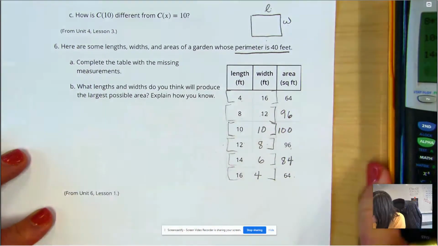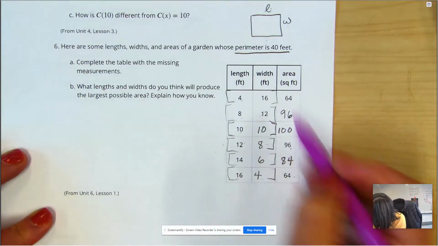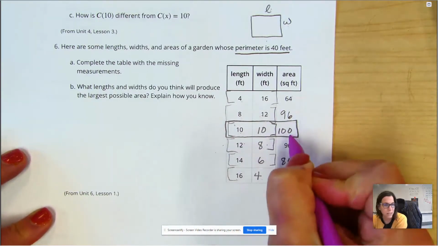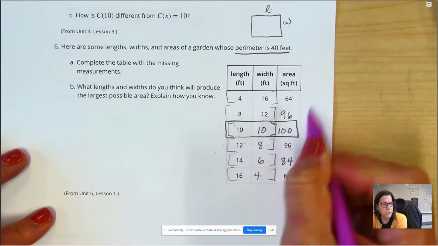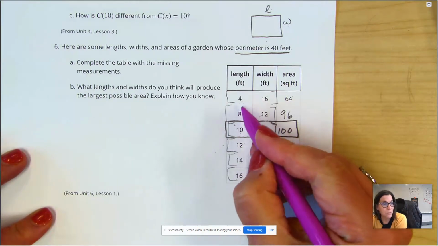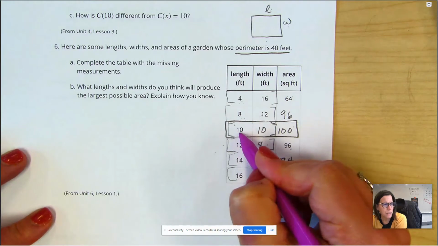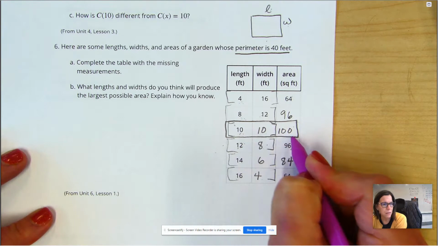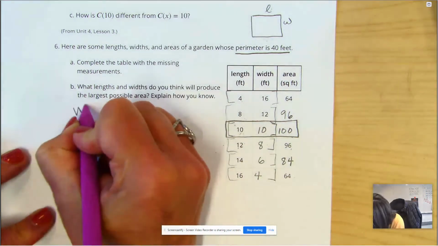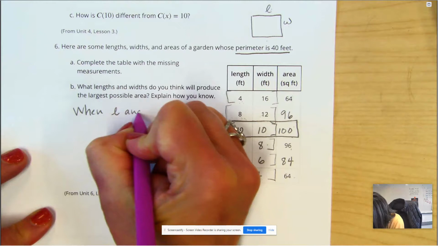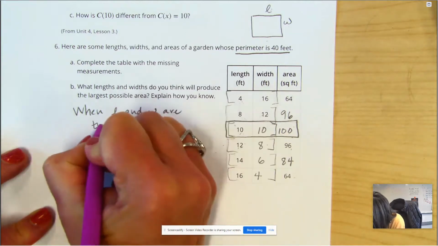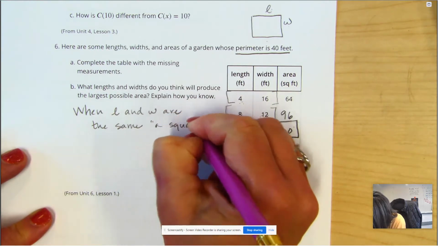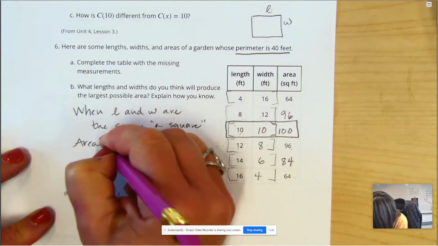So what lengths and widths do you think will produce the largest possible area? It looks like when lengths and widths are equal to each other, that is maximizing the area. As length was getting bigger, you could be like, oh, length is getting bigger, so is the area. But then look, after a certain point, it gets smaller again. So when they are equal to each other, you have maximized the area. When length and width are the same, so basically in this case, a square, area is maximized.